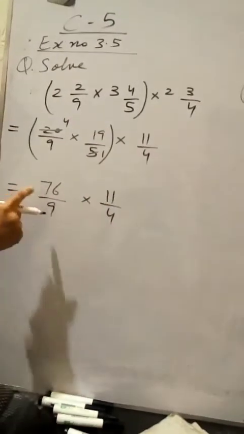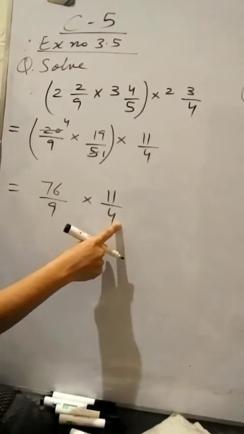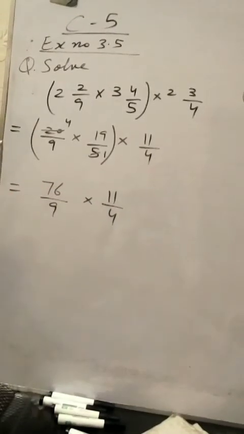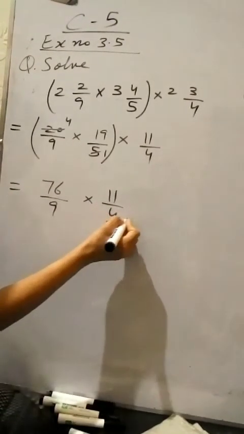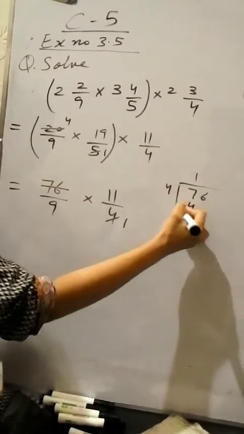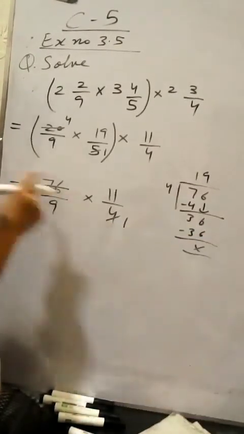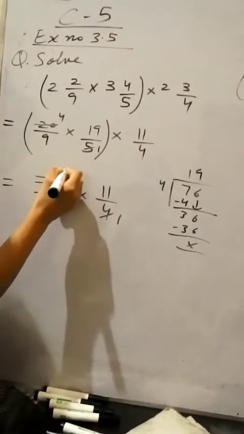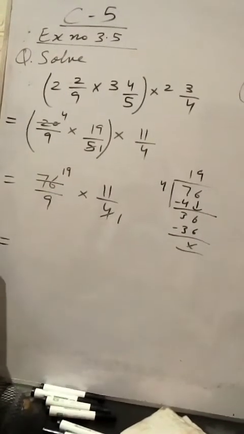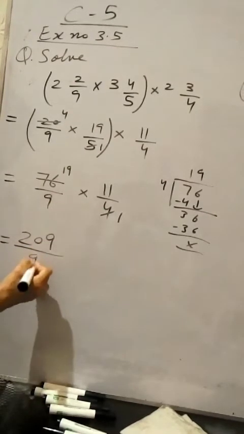11 over 4. Now see, 76 and 19, is cutting possible? No. 11 and 4, can I divide with the same number? No. Crossing, let's check with 76 and 4. Yes, I can cross this. 4 1 time 4. Check with division. 76 with 4. 4 1 time 4, minus, 3 and 6. 4 9 times 36. Yes, I can divide this. So 4 1 time 4 and 4 19 times 76. Any other cutting possible? No. So just multiply your numerators. 209, and 9 1 time 9.